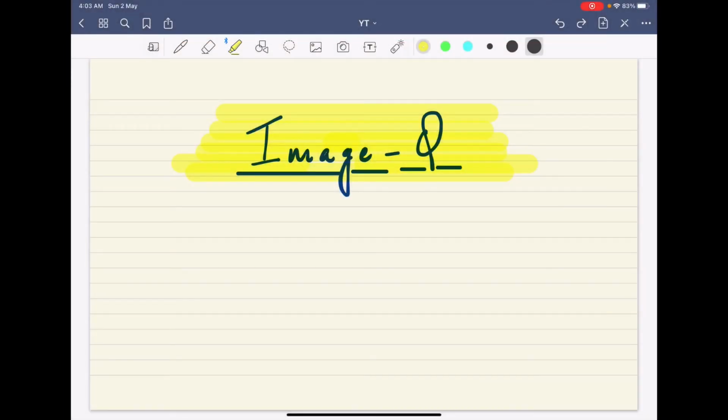Hi everyone, discussing some of the important image questions which are constantly asked in your exam. Now straight away moving to the image.